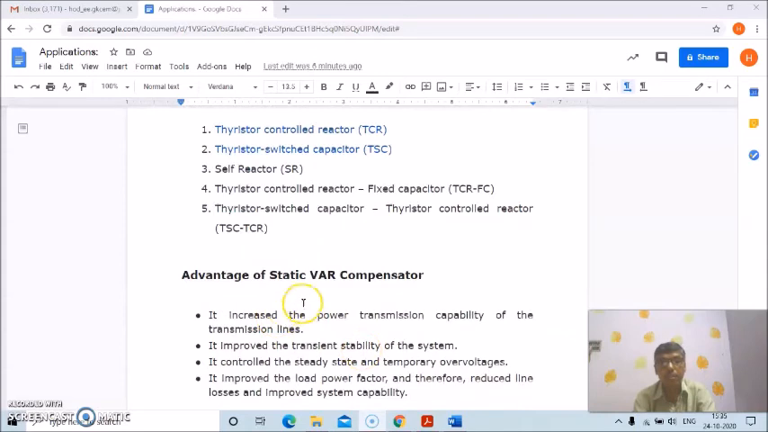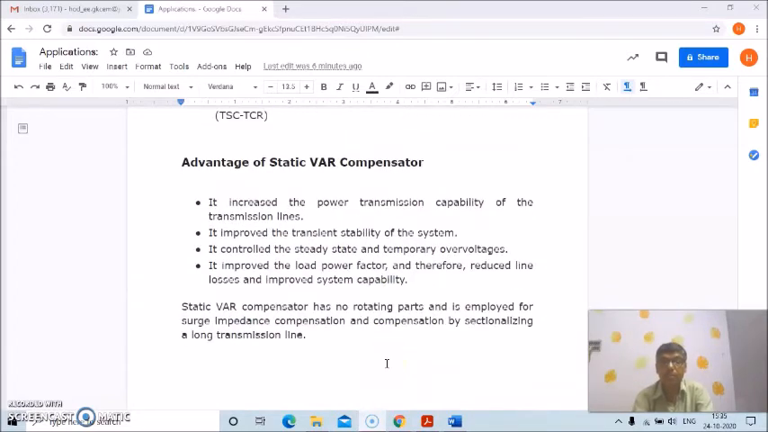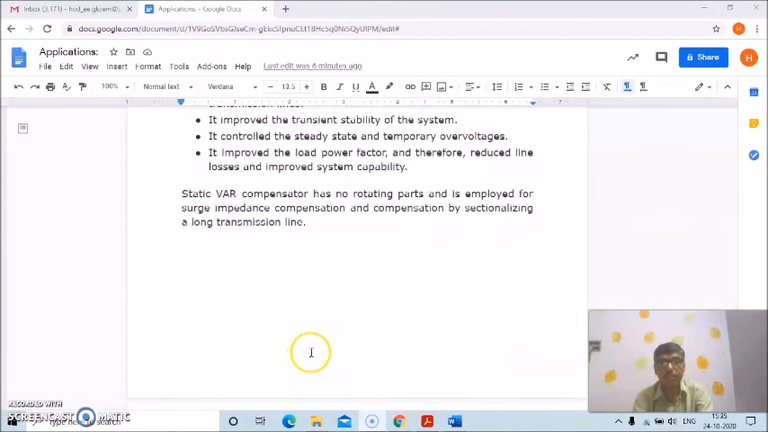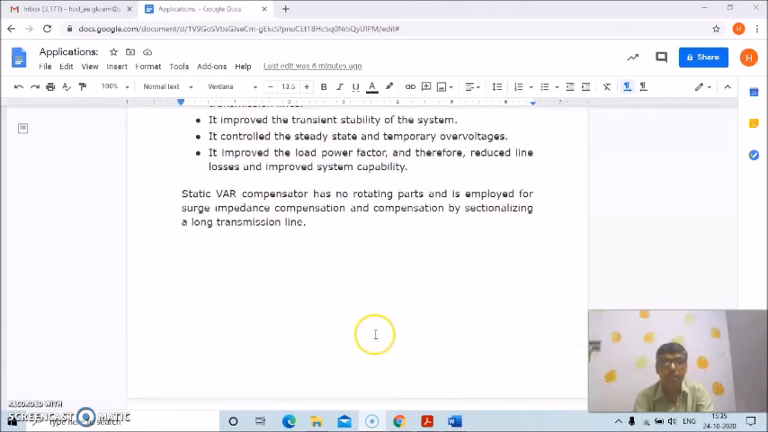The advantages of this static power compensator are that it increases the power transmission capability of the transmission lines, improves the transient stability of the system, and controls steady state and temporary overvoltages. It improves the load power factor and therefore reduces line losses and improves system capability. Also, the static power compensator has no rotating parts and is employed for surge impedance compensation and compensation by sectionalizing a long transmission line. So these are all about the static power compensator.